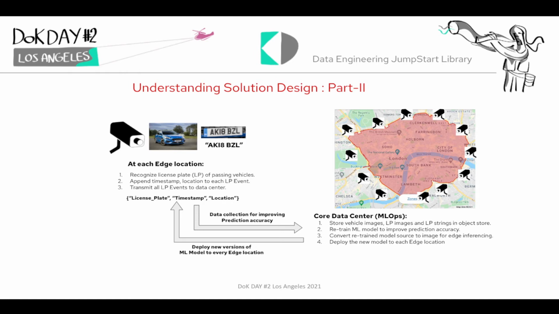Part two is how we can collect the data from the multiple edge locations where we have Kubernetes or OpenShift deployed, and move this data from the edge to the core. On the core we are doing some machine learning operations, retraining the model as the data comes into the system to improve its efficiency, and then deploying the upgraded, new version of the model back onto multiple edge locations. So that's part two of the solution design.